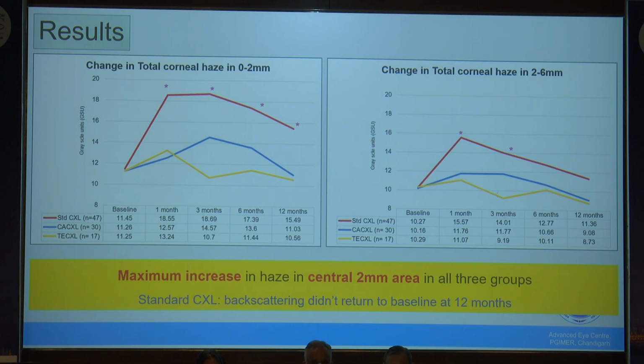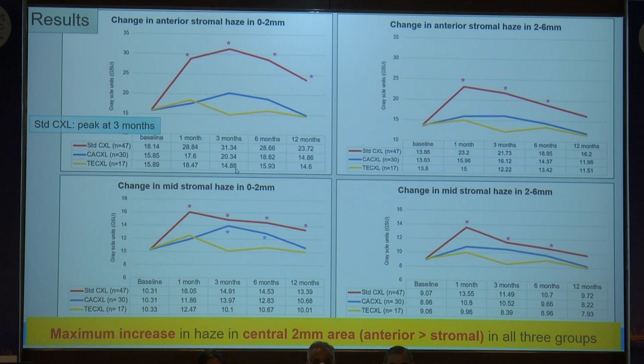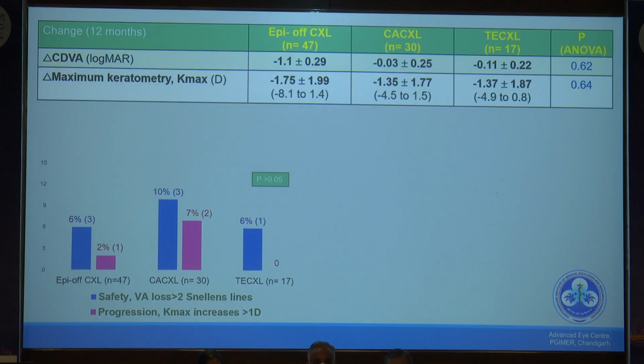Comparing the different annuli, there was a maximum increase in haze in the central 2 mm area in all three groups in all the layers, and in the central area even at 12 months the haze was significantly higher than the baseline in the standard CXL group but not in the other two groups. A similar relation was seen in all the layers.